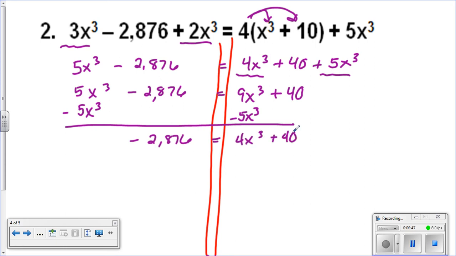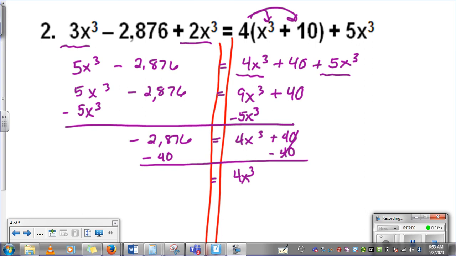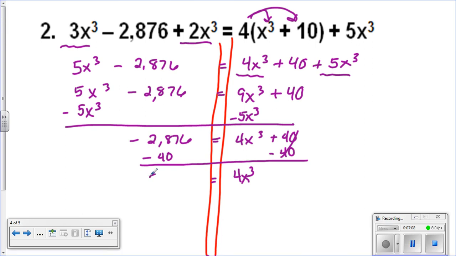So now we're in a situation, the 4 is your best friend because it's so close to you. The 40 is your not so close friend. So let's do the opposite. Let's minus 40 from both sides. So we have 4x to the third is equal to negative 2,916. And now it's time to get rid of the best friend. So let's get rid of the 4 by dividing by 4.